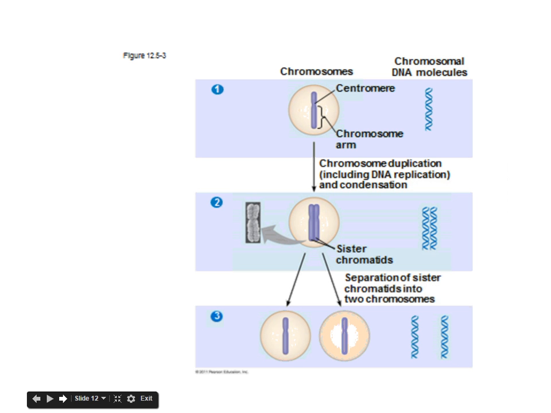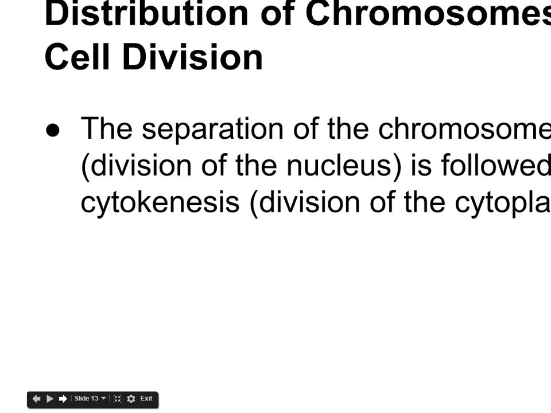So here we start with a chromosome in step 1. DNA replicates. Now you have 2 of them, and now they are called sister chromatids. And then later they will separate, and now they're called individual chromosomes again. The separation of the chromosomes, or division of the nucleus, is followed by cytokinesis, the division of the cytoplasm.